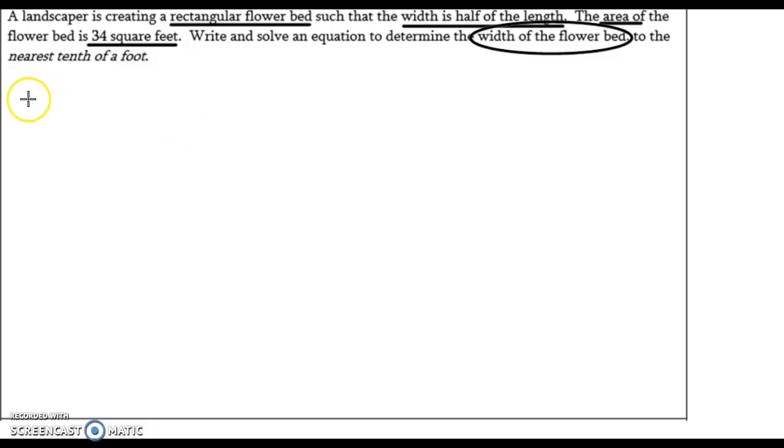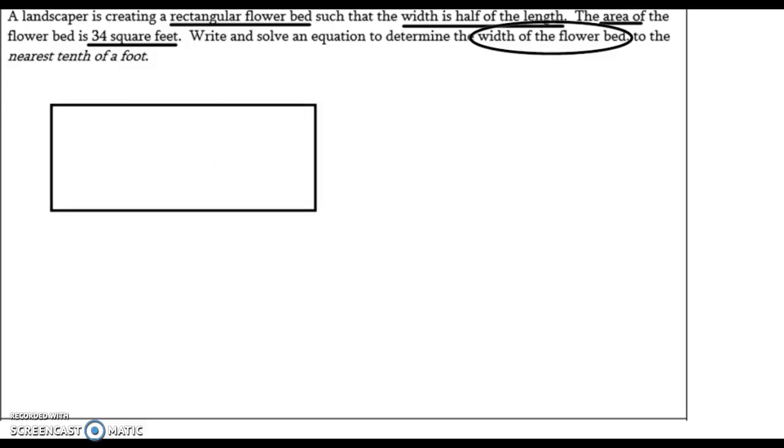So the first thing I'm going to do is draw my diagram. It's a rectangular flower bed, and I know that the width is half the length. So the width, we could use W, we could use X, we could use whatever variable you want. The width is half of the length though. So whatever the width is, let's say it's X, the length is going to be twice as long because the width is half of the length. So this measurement is not just going to be X, it's going to be twice as big, 2X.